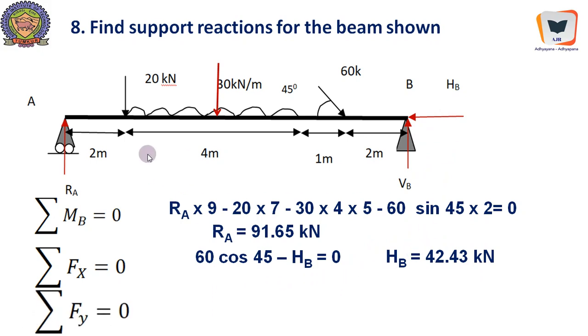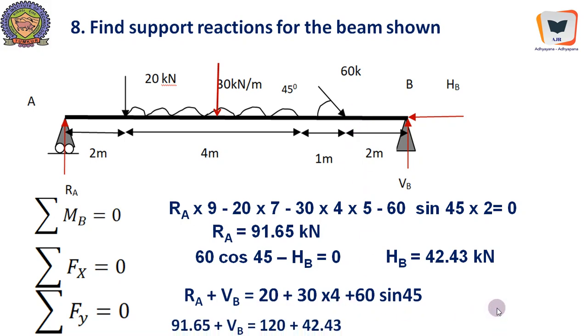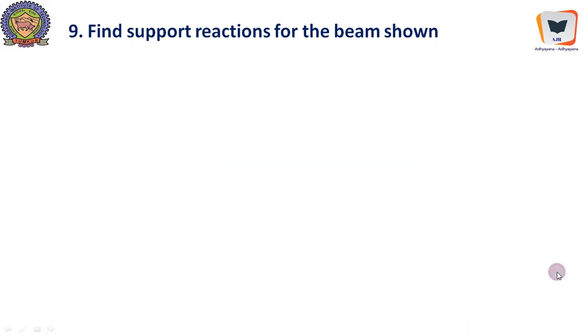And sigma Fy equal to 0 will give us RA plus VB, of course a vertical reaction, because there are two types of reaction over here. We chose to write this force as VB, that is the vertical force at B. So 20, the 30 into 4 equivalent concentrated load, plus 60 sin 45. This will get us VB equal to 90.8, because we can directly substitute 91.65 gotten in the very first step itself. Therefore VB equals 90.8 kN.